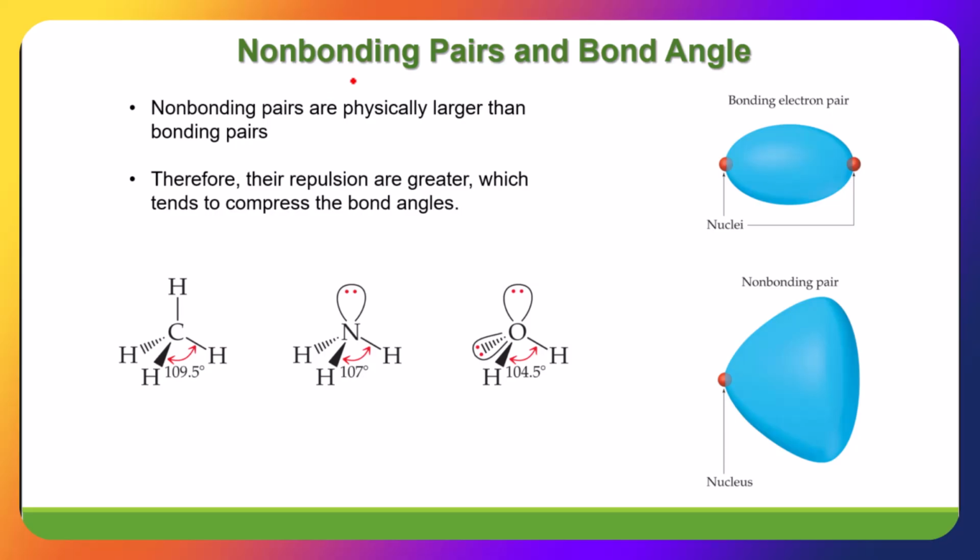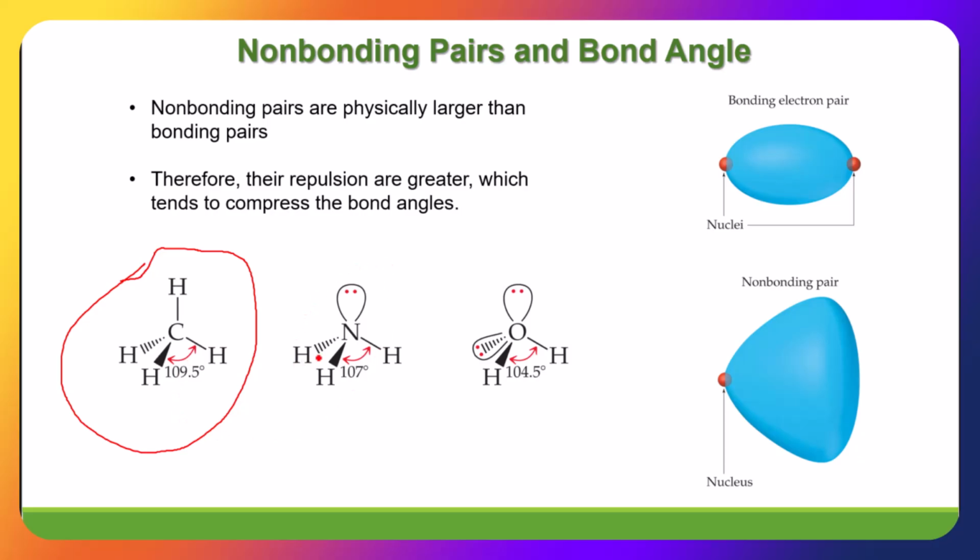Non-bonding pairs and the bond angle. Non-bonding pairs are physically larger than bonding pairs, therefore their repulsion is greater, which tends to compress the bond angles. So here is a perfect tetrahedral molecule, CH4, that's methane. You've got 4 bonds to carbon, and you have equal repulsion between all of those bonds for a perfect 109.5.